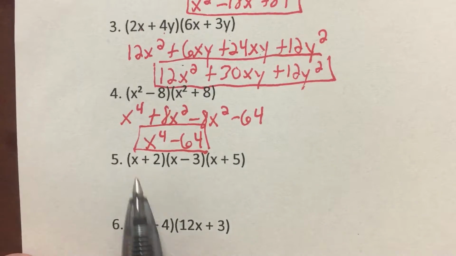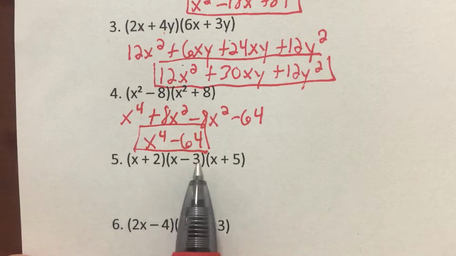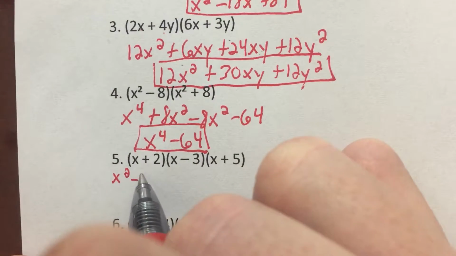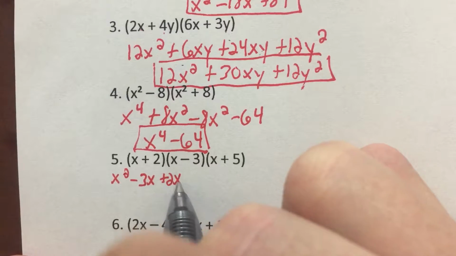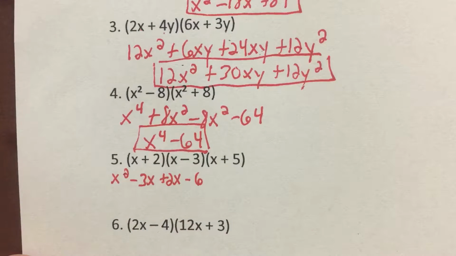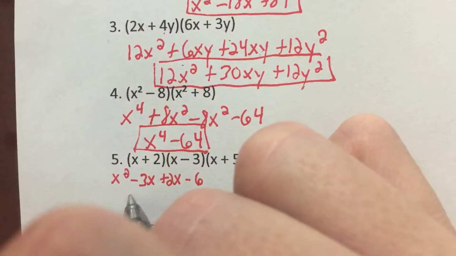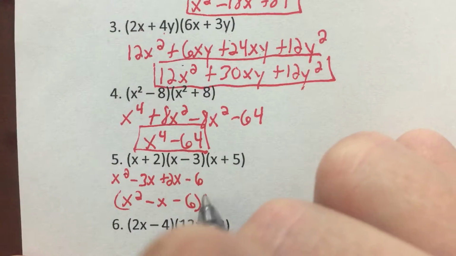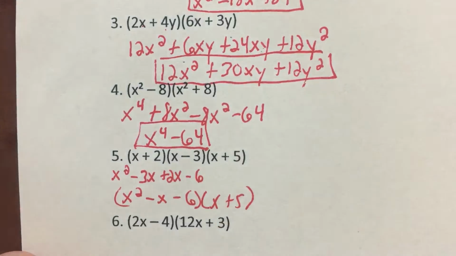Number 5, we have 3 binomials. So we're going to start with the first two. X squared minus 3x plus 2x minus 6 is what you would get. Two like terms would give you x squared minus x minus 6. Now bring down the x plus 5.